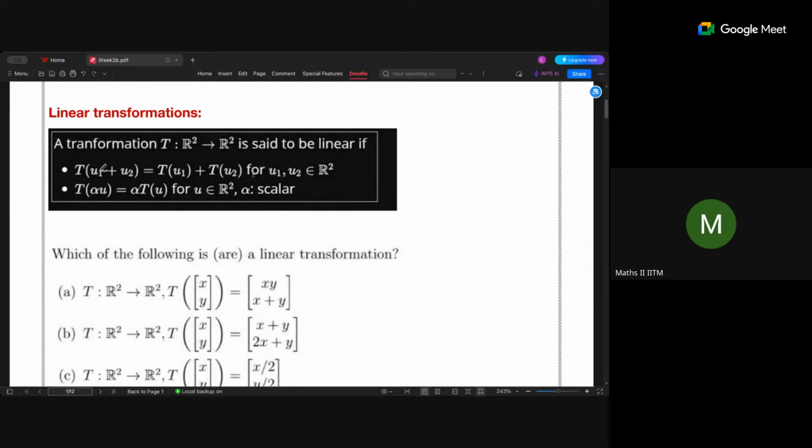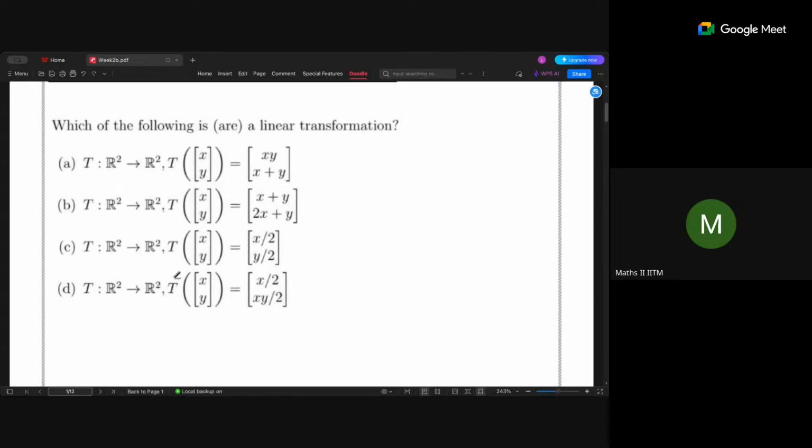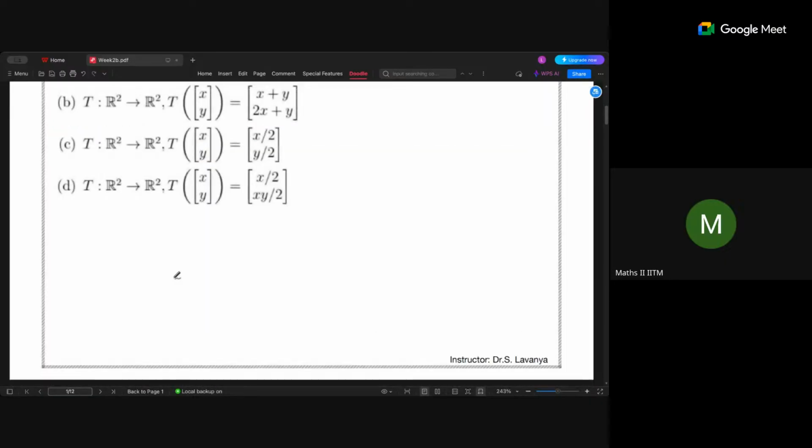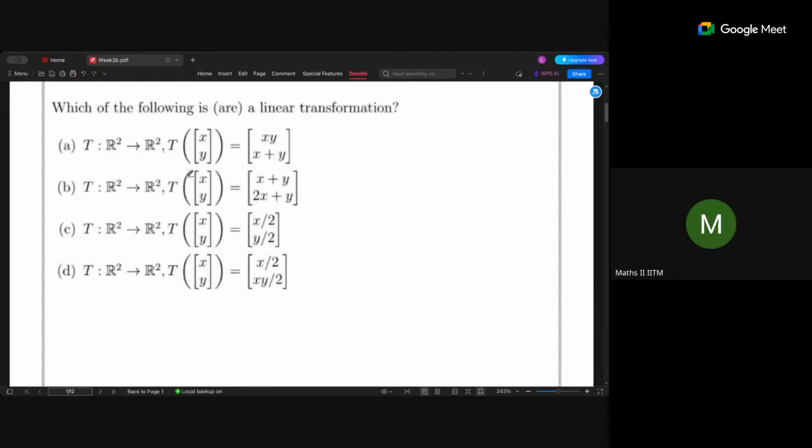Definition, right? So the definition of a linear transformation. A transformation is linear if it satisfies these two conditions. Now let's see how many of you can remember the properties which we have discussed in the previous session and try to answer this question. Which of the following is a linear transformation? Take a couple of minutes and try to answer this question.